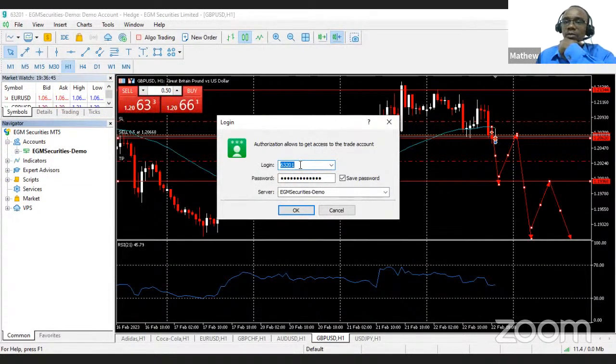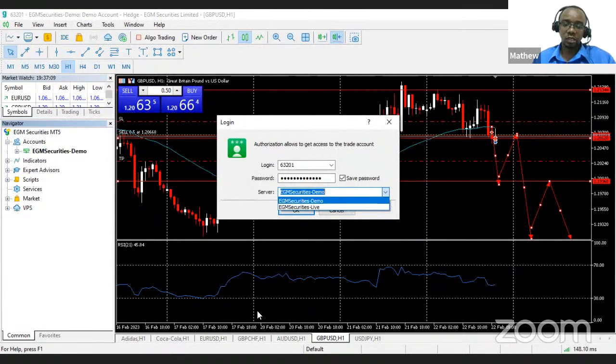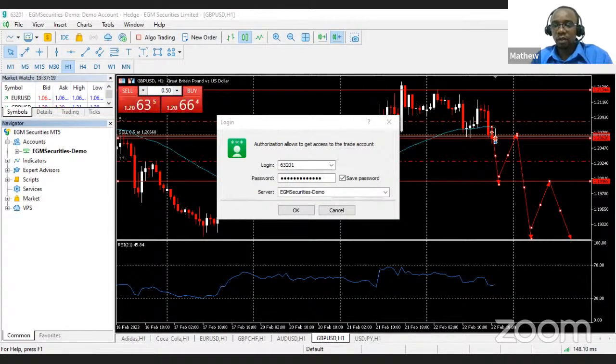Remember, these login details were sent to your email because I believe you have an FXPesa account. And then, of course, the password is the password that you changed when you were in the portal. And then you need to select whether that's a live account or a demo account. And then you just click OK. Then you should be able to access your account. Hilary, I hope I've answered your question.